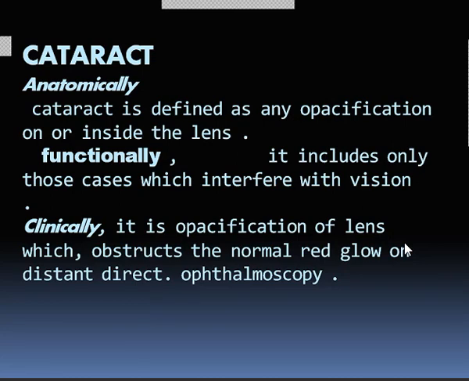Classification. Cataract is defined as any opacification on or inside the lens. On means on the capsule, and inside the lens, it may be either cortical or nuclear cataract. Functionally, it includes only those cases which interfere with vision. The rest of the cataract cases are not considered.